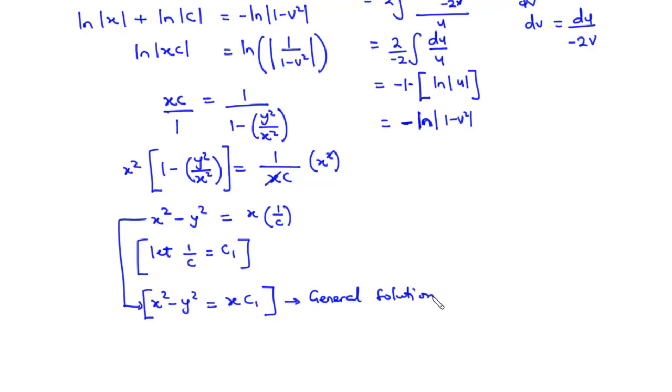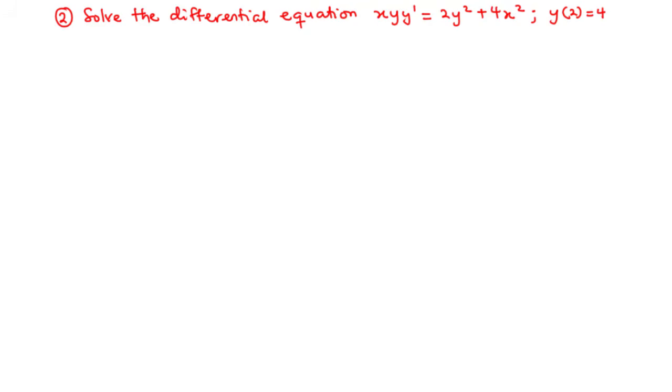So now let's move on to the next example. Now to example 2, we are going to solve the differential equation xy y prime equals 2y squared plus 4x squared with initial condition y of 2 equals 4. So we have the differential equation xy times y prime equals 2y squared plus 4x squared. Now first of all, let's try to make dy dx the subject.